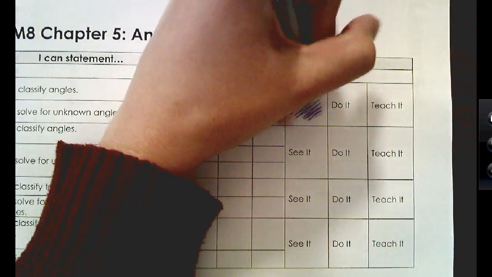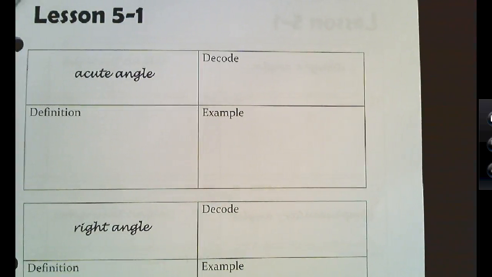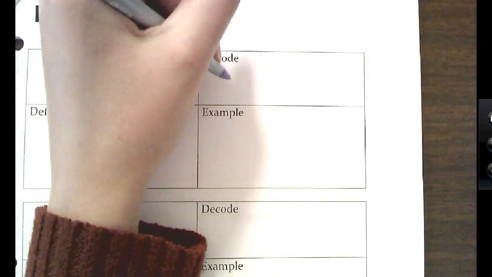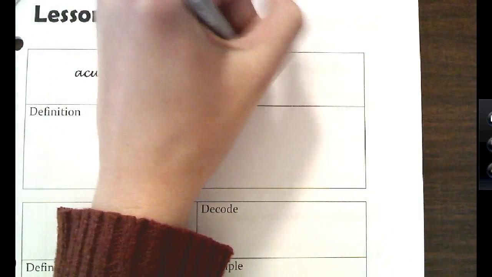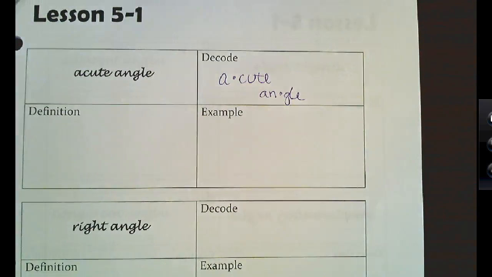Go ahead and shade in the C up there. And we are working with angles. So flip to 5-1. And go ahead and decode the word acute angle for me, please. So decode acute angle. Acute angle. Acute angle.